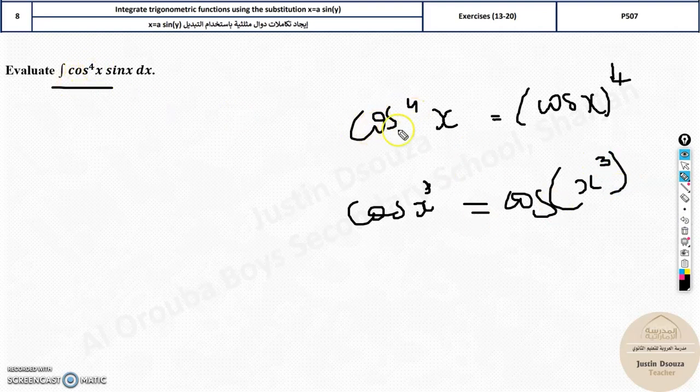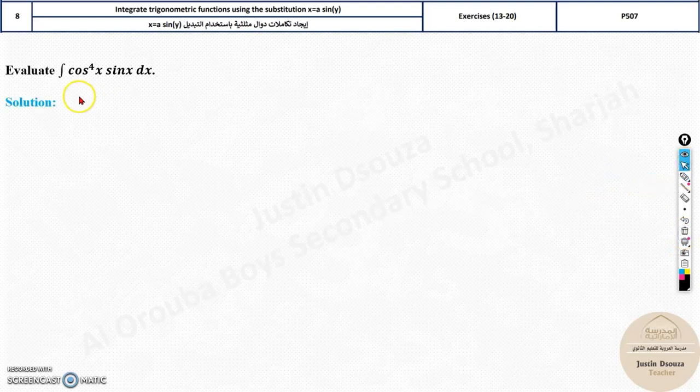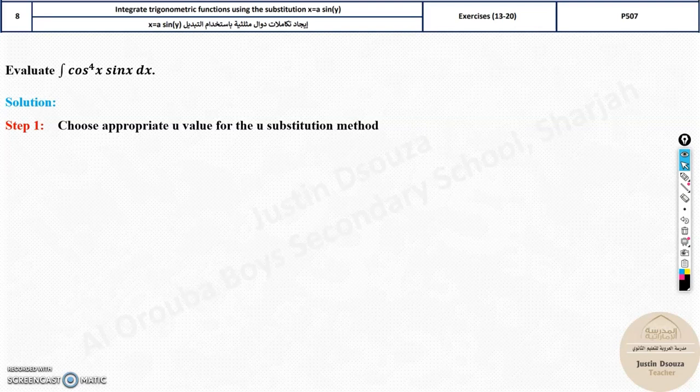Whenever it is cos 4x, you will have the whole power 4, whereas when it is cos x to the power 3, it is only the x. Now we will see this problem. Here you need to do u substitution. But how do you choose which u? Look carefully. Cos to the power 4.